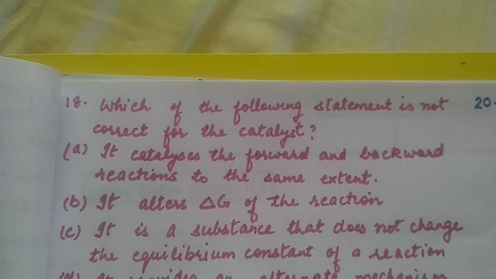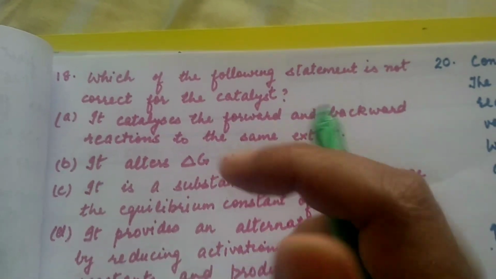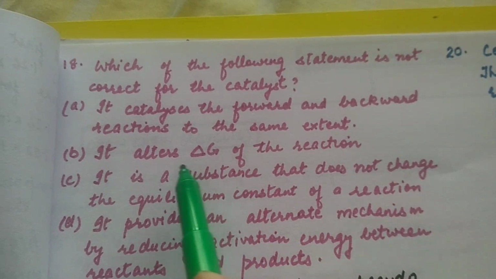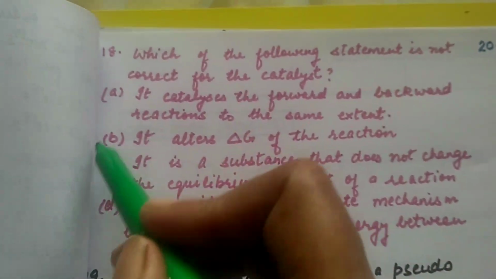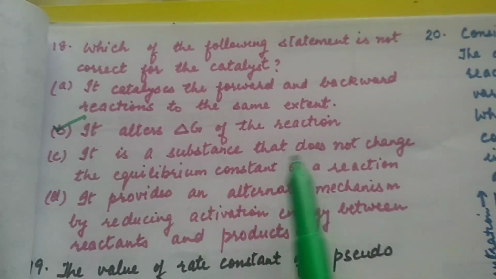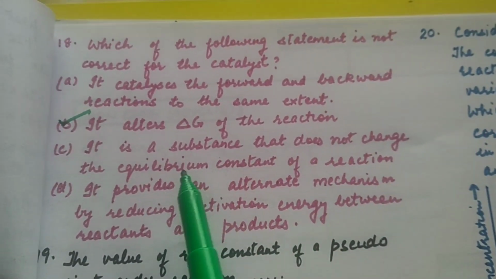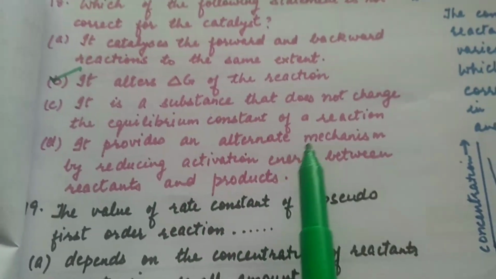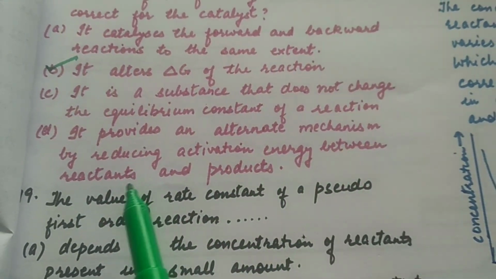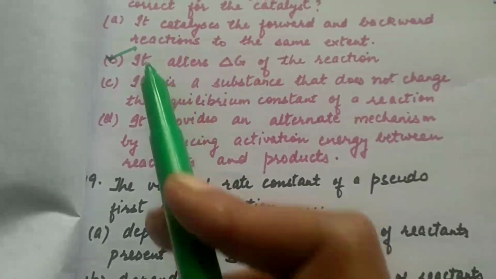Next question. Which of the following statements is not correct for a catalyst? It catalyzes the forward and backward reaction to the same extent. Correct. It alters delta G. No, so this is not correct. It is a substance that does not change the equilibrium. Yes. It provides an alternative mechanism by reducing activation energy. Yes. So option B is the correct answer.